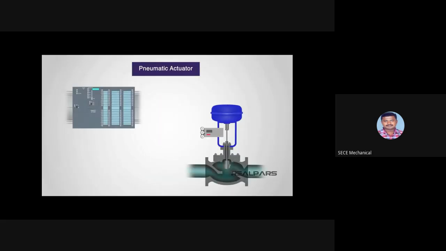Let's look at a typical pneumatic actuator in action. The PLC analog output card produces a 4 to 20 milliamp current to move the valve from fully open to fully closed. The 4 to 20 milliamp current will be converted to pneumatic pressure, which becomes the source of energy to operate the actuator.